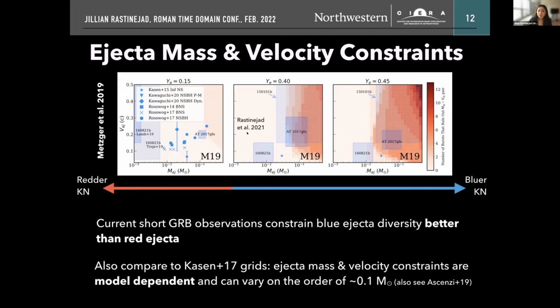And then we also compared to the grid of models from Case et al. 2017, and we find that the ejecta mass and velocity constraints are certainly model dependent and can vary on the order of 0.1 solar masses.